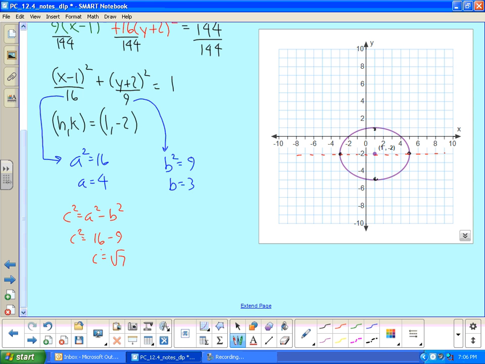Now again, that plus or minus square root of 7 is a distance away from our new origin, or start point. So I'm going to be, what, negative 2 point something? So right 2 point something, left 2 point something, and there are our foci, F and F prime, for this ellipse.